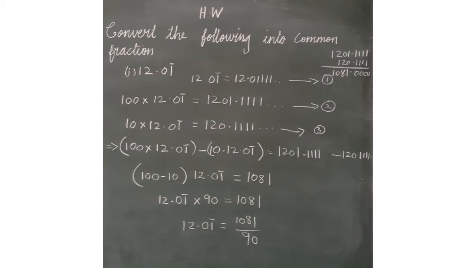But here only 1 is a recurring number, isn't it? So next we can multiply by 10. Now we can subtract it. What's the answer? 12.01 bar into 90 is equal to 1081. Now we can write 12.01 bar is equal to 1081 by 90. That is the answer.